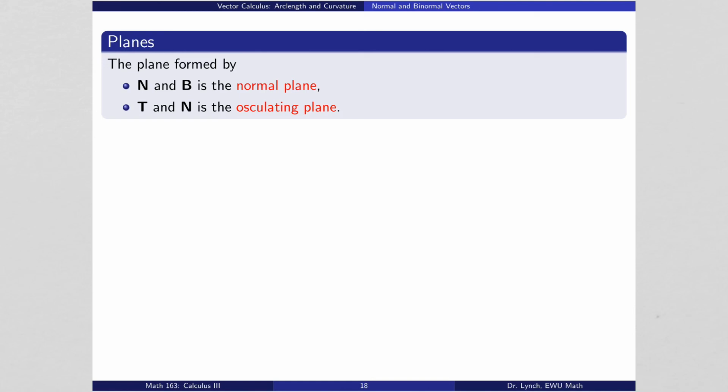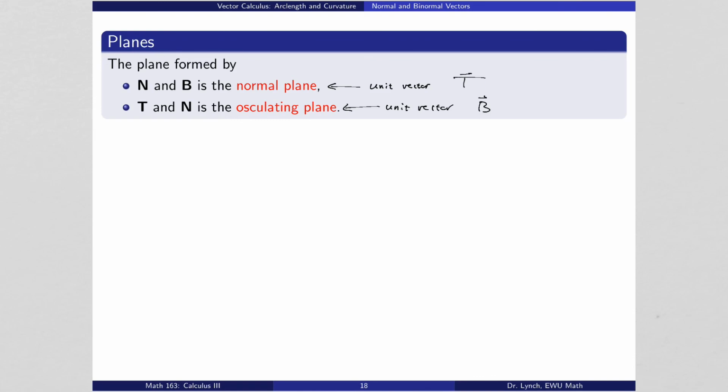I'll point out that the plane formed by N and B is called a normal plane. The plane formed by T and N is called the osculating plane. And these planes actually, by the formulation of T, N, and B as an orthogonal system, have a natural unit vector.